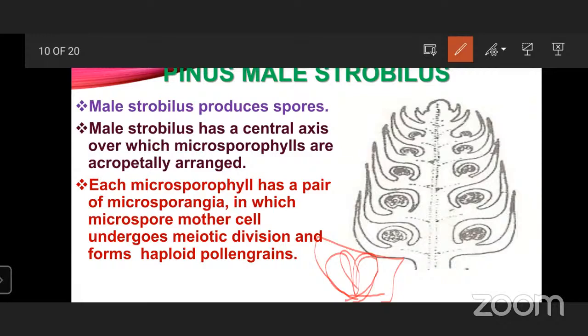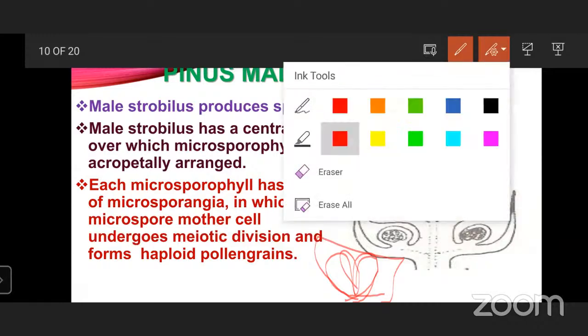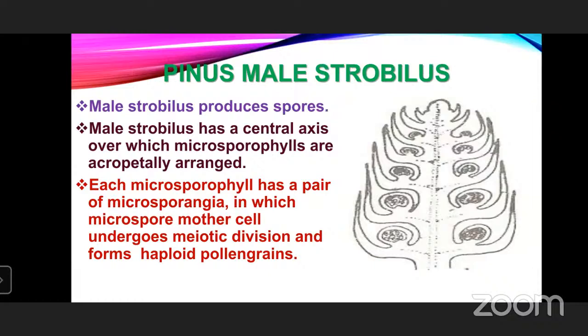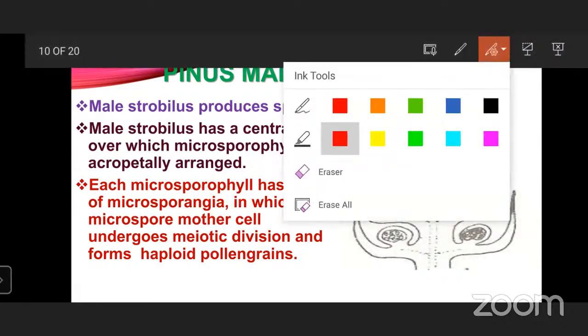Inside the microsporangia, microspore mother cells are present. So inside each microsporangium, microspore mother cells are present. And these microspore mother cells undergo meiotic division and form haploid microspores, nothing but pollen grains. Okay. Each microsporophyll, you observe this order.